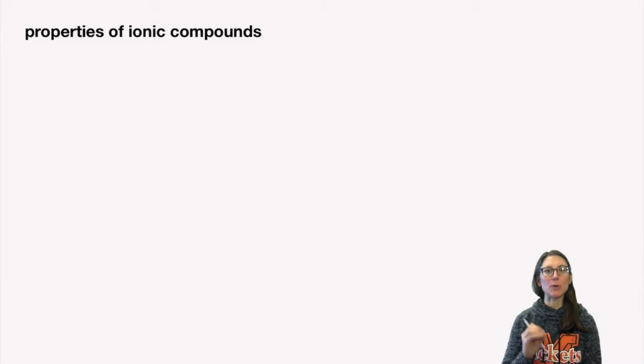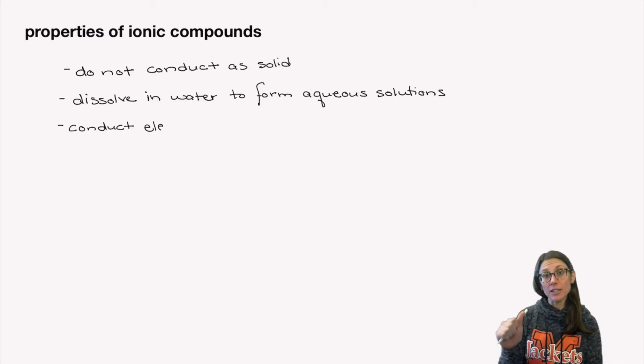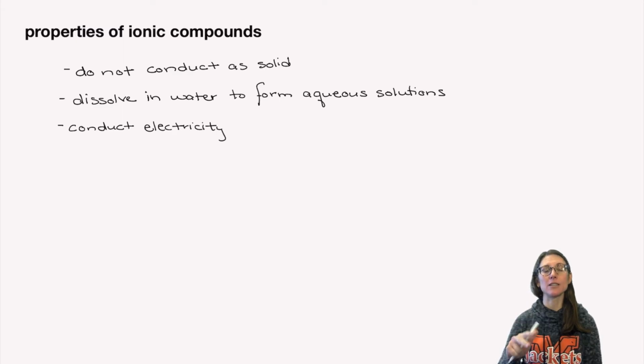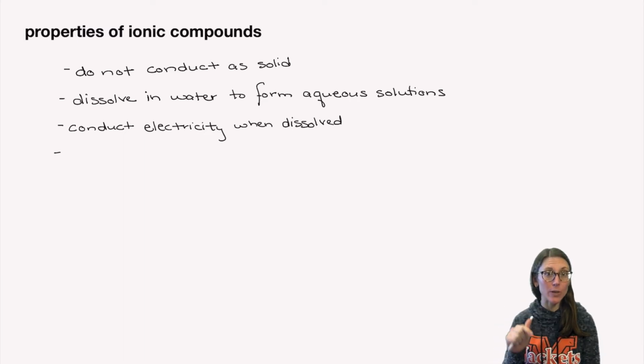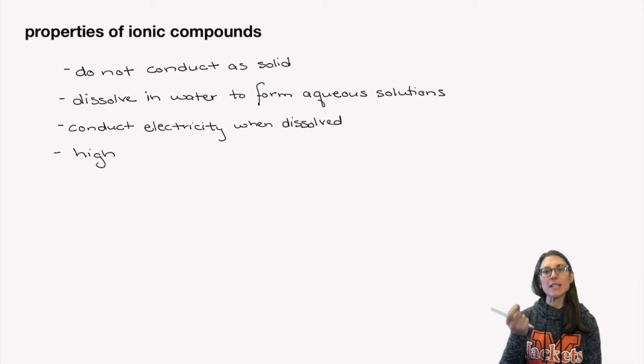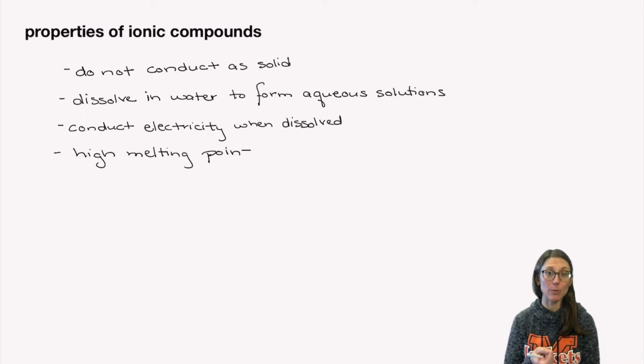We're going to start just by reminding you of the properties of ionic compounds. So ionic compounds do not conduct as a solid. They do dissolve, and once they're dissolved, they will conduct electricity then. So they conduct only once they're dissolved in water, forming what we call an aqueous solution. The other thing to know about ionic compounds is although you can dissolve them pretty readily, typically they're really hard to melt. So they have a very high melting point.